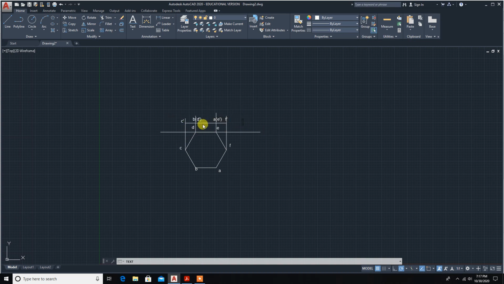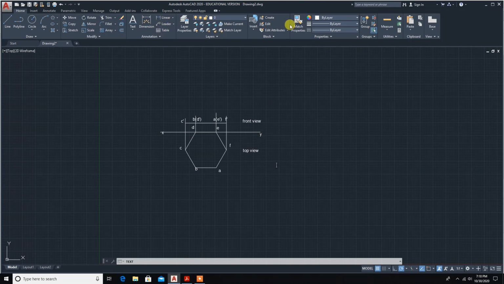So this is the top view. Sorry, this is the front view. This is the top view. So always top view will be below XY line in the first angle projection. Front view will be above XY line. So reference line X and Y.